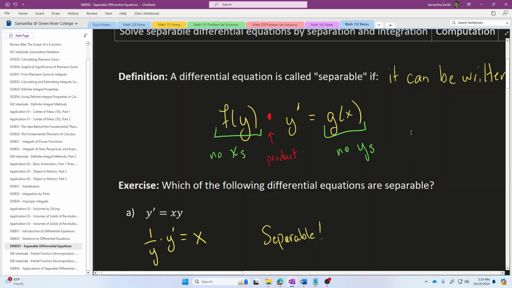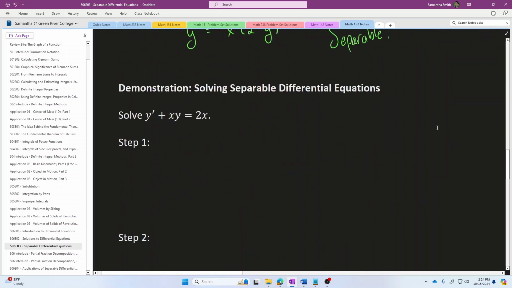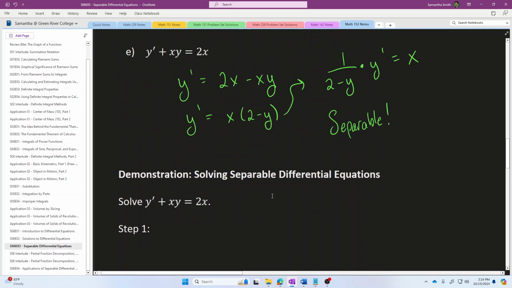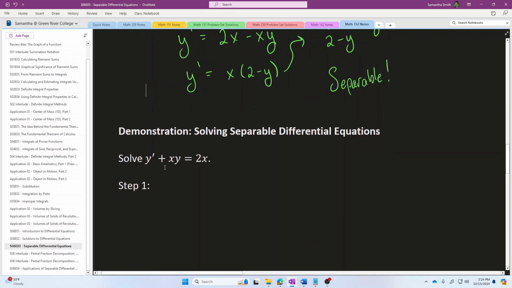Now that we have learned how to recognize separable equations, let's talk about how we solve separable equations. And to demonstrate the step-by-step process, I am going to use this final separable differential equation from the previous exercise. I'm going to walk you through the process of solving y prime plus xy is equal to 2 times x. Let us find the functions that satisfy this equation.